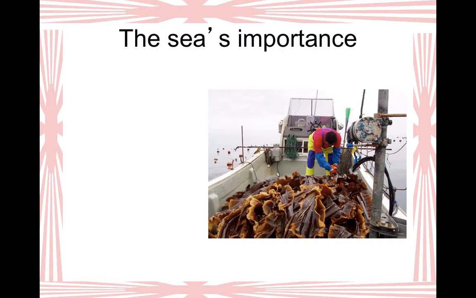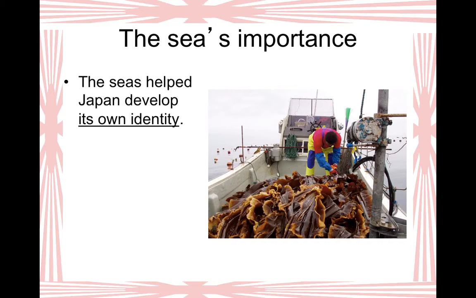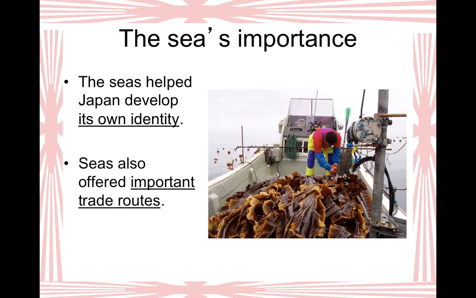Being an island, the ocean is very important to Japan. The ocean really helped to define Japan's identity. We can think about that in things like sushi. Sushi is one of those foods that is eaten around the world, and it originated in Japan, and it has a lot to do with how Japan uses the oceans.